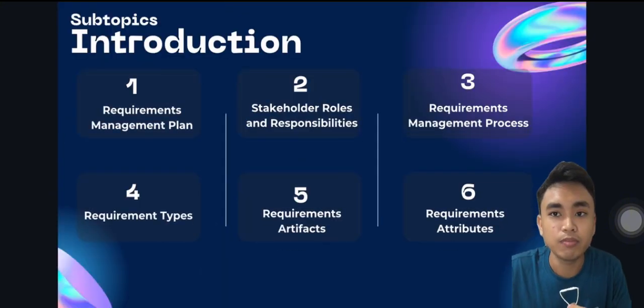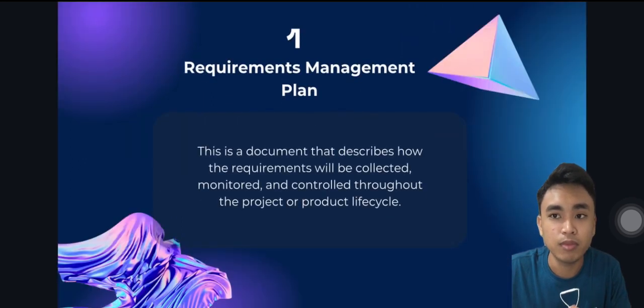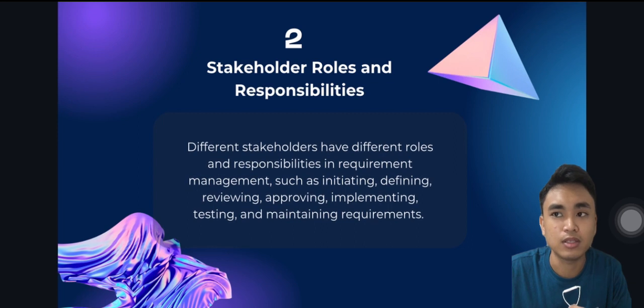Subtopics of requirement management. The first subtopic is the requirements management plan. It defines the roles and responsibilities of the stakeholders, the tools and methods for eliciting, documenting, analyzing, validating, and tracing requirements, the criteria and process for prioritizing and approving requirements, and the mechanism for managing changes and resolving conflicts in requirements.